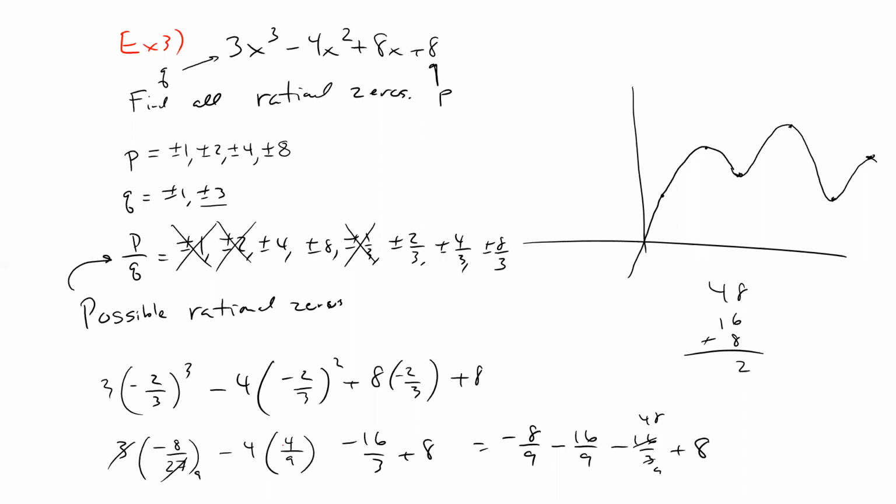So that's -24. Let's see, that's -24. -24 plus 40 is -72/9 plus 8, which is 0. We got our answer, -2/3.